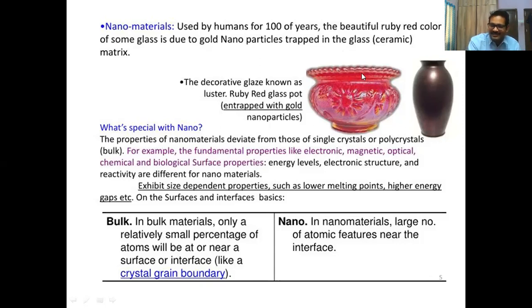So in painting earlier, humans used these nanoparticles and got different colors. And everybody knows that the color of gold in bulk is golden yellow. But you see that it is ruby red here. So it is not a new topic. It's an old topic. But why are we discussing it and giving it a special status? What is the specialty with nano? Especially, the properties of nanomaterials deviate from those of the single crystal or a polycrystal.